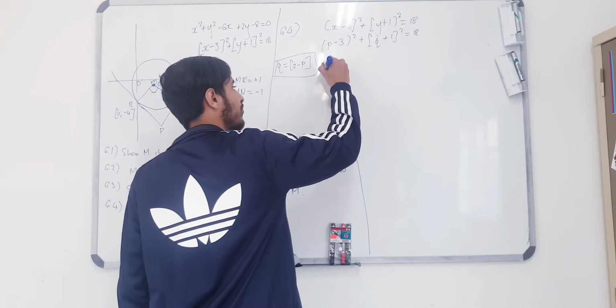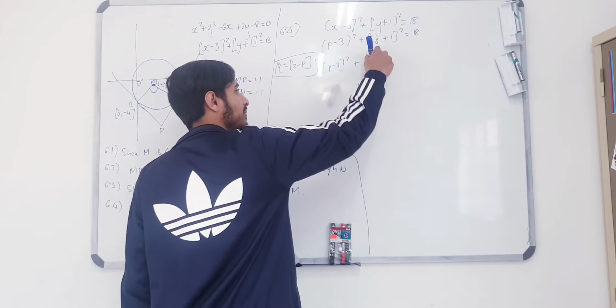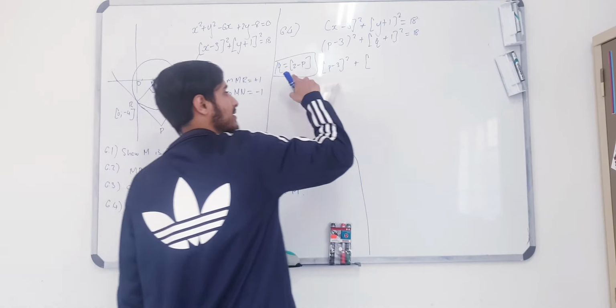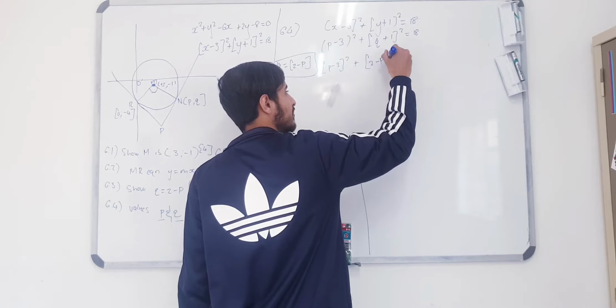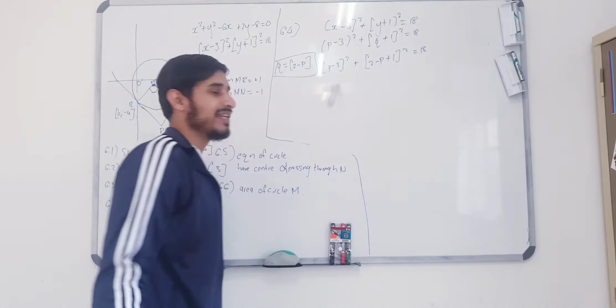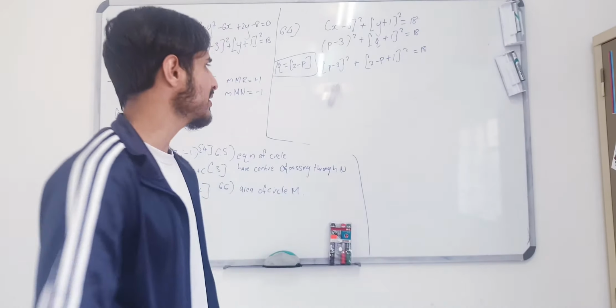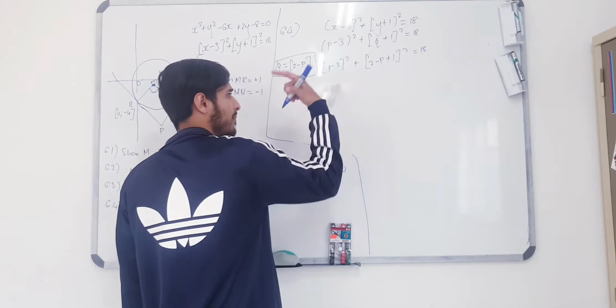In place of p, you're going to leave p minus 3 squared plus, in place of q, you're going to write this here: 2 minus p plus 1 squared is equal to 18. Now to agree, you can go ahead and solve for p. Quite simple, quite easy. Let's see, this is squaring of a binomial.